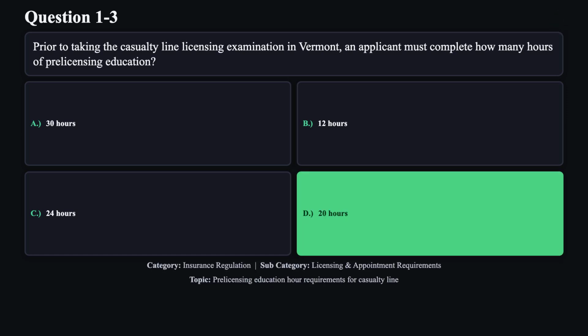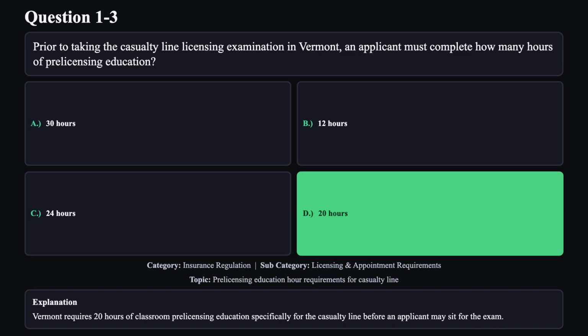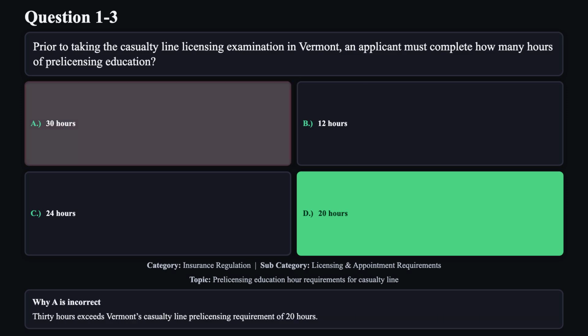The correct answer is D. Vermont requires 20 hours of classroom pre-licensing education, specifically for the casualty line, before an applicant may sit for the exam. Reason A is not correct. 30 hours exceeds Vermont's casualty line pre-licensing requirement of 20 hours.